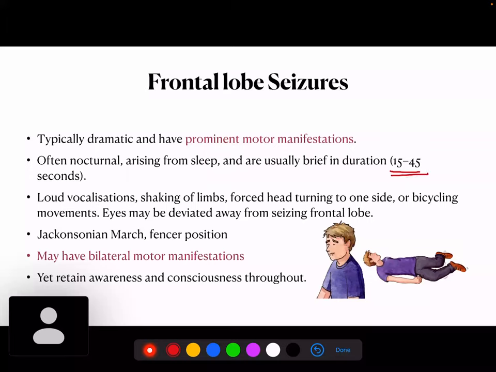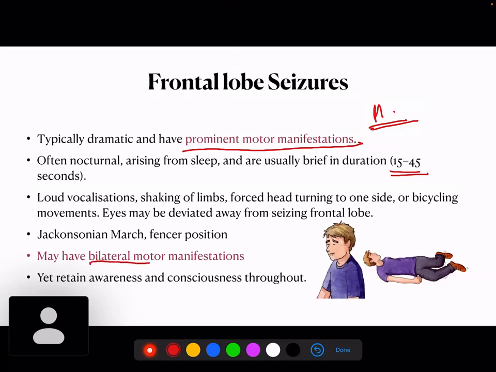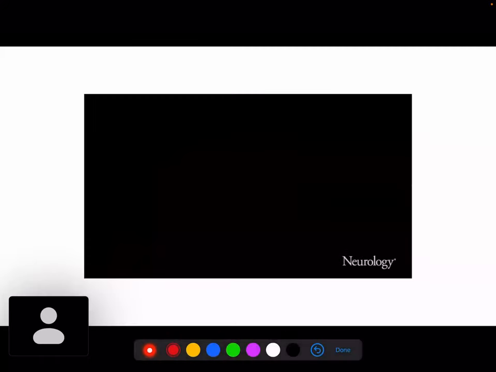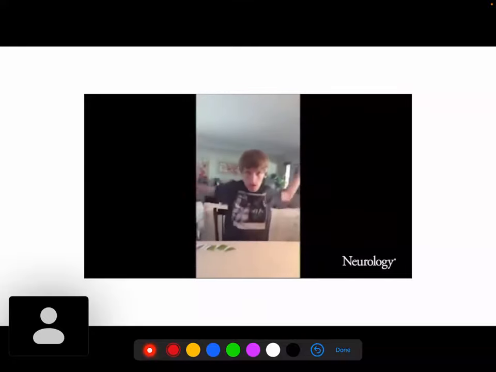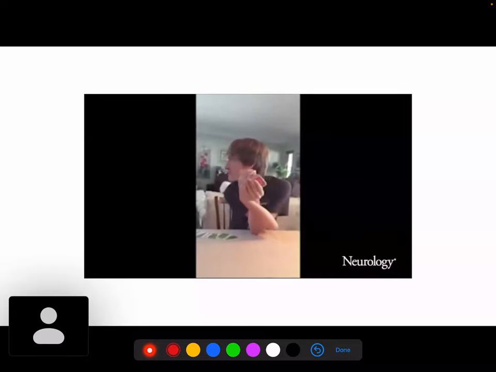They last for a longer duration, have a prominent motor manifestation because the motor strip is in the frontal lobe, around the motor area, and the supplementary motor area ahead of the central sulcus. So it can have bilateral motor manifestations as well. For those preparing for exams, you can remember the fencer position and Jacksonian march. It's like when you shoot a bow and arrow, you can retain awareness throughout. So this video will basically clarify. So he's having a frontal lobe seizure and bilateral motor manifestations due to a focal seizure.